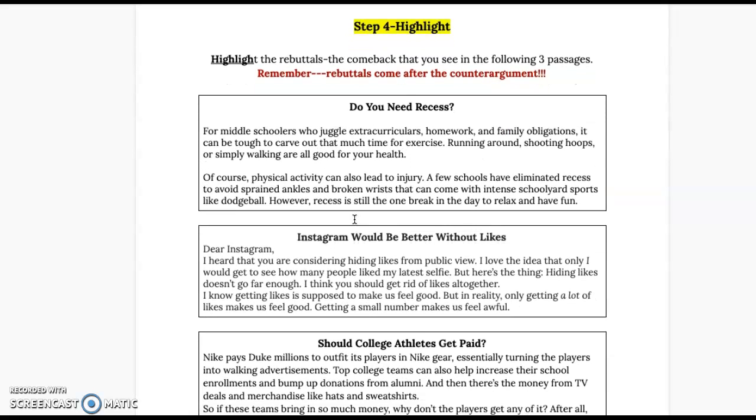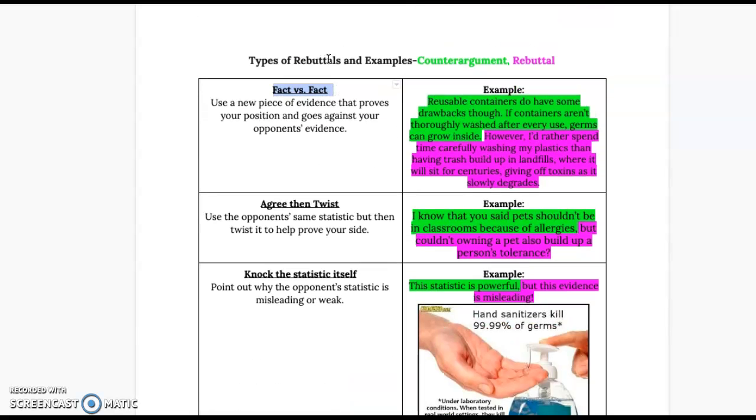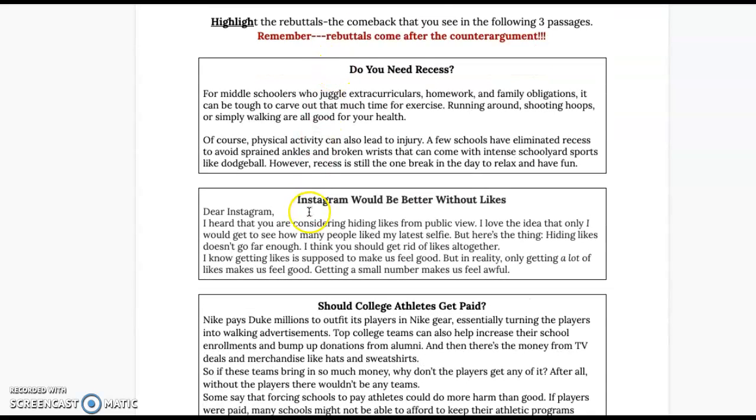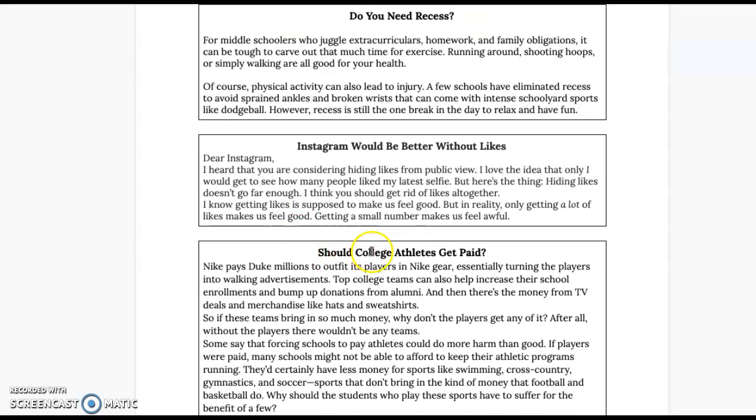Here's our work today, step 4. Highlight the rebuttals. So just the comeback. So if you come back up here, it would be the purple, okay? So read each of the 3 passages. They're each for different arguments. This one's about, do you need recess? This one's Instagram would be better without likes, and should college athletes get paid? So you're going to read this short little passage from the argument. You'll be able to tell what side the writer's on, and then find where the counter argument is, and then you'll be able to find the rebuttal.